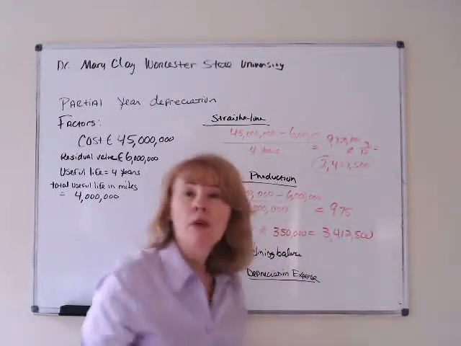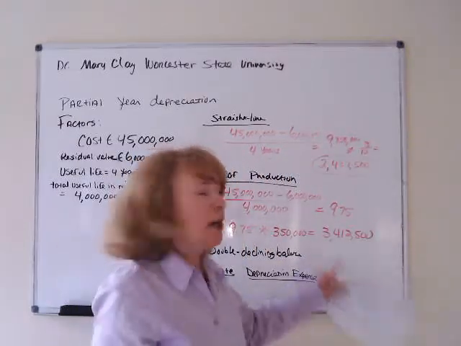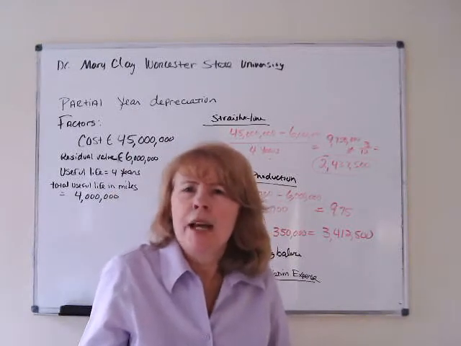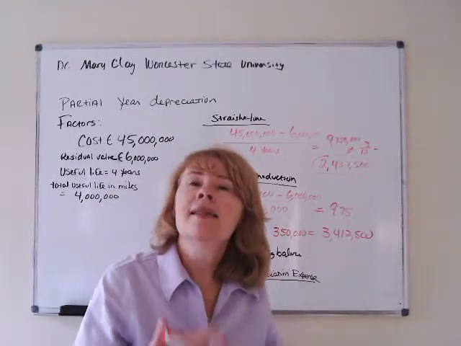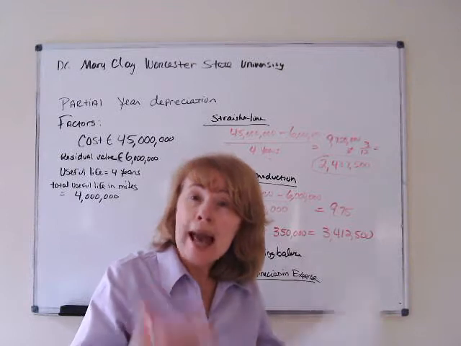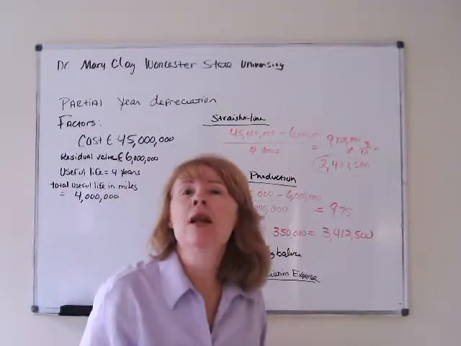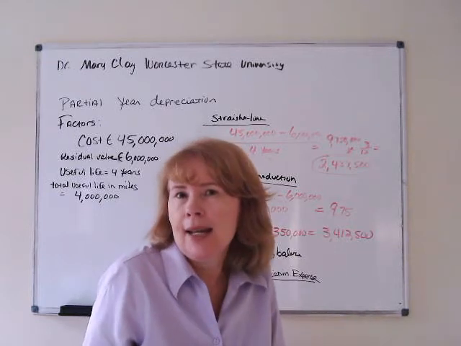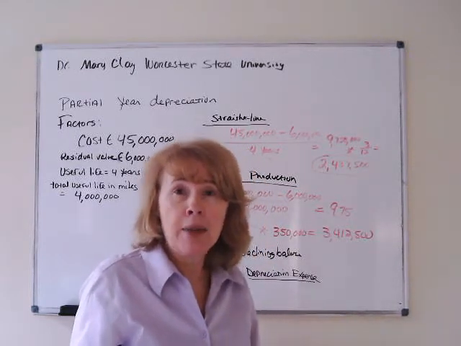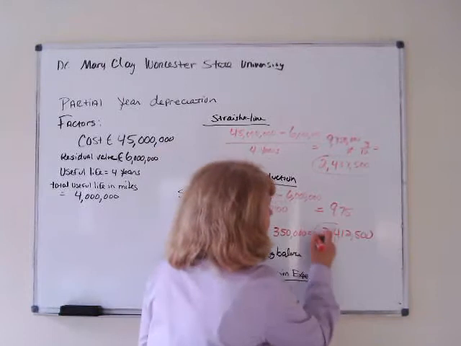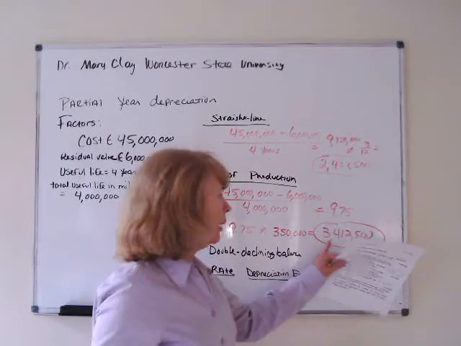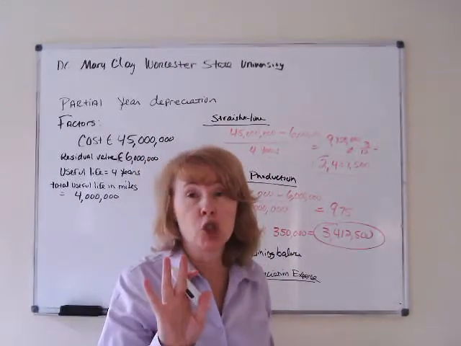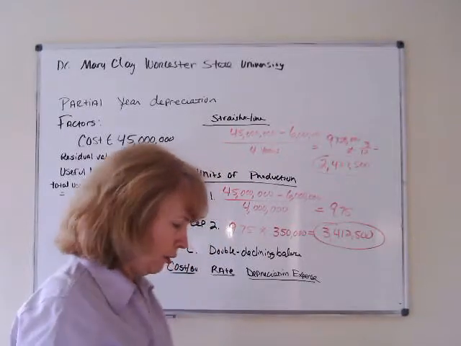3,412,500. Remember, units of production, we don't have to multiply it by a fraction, because this method you actually multiply by the number of miles you used during the year. So if you bought it at the end of the year, you're not going to have as many miles. So your final answer for this one, 3,412,500. Do not multiply it by a fraction.